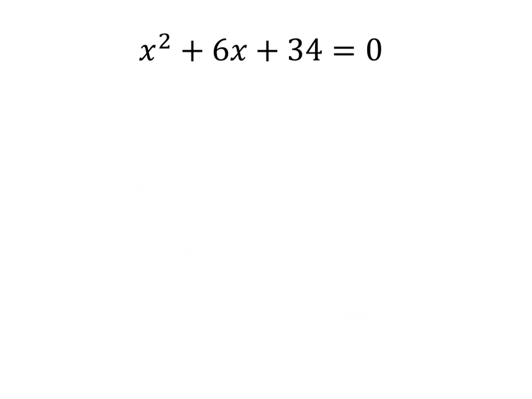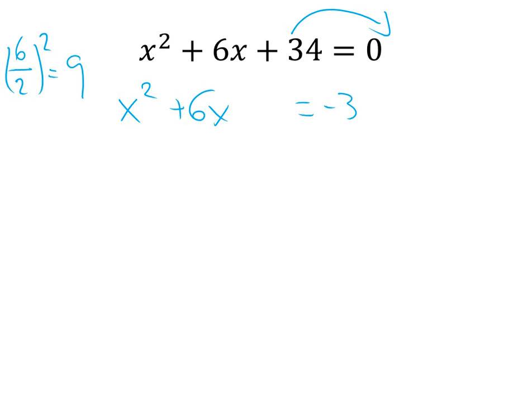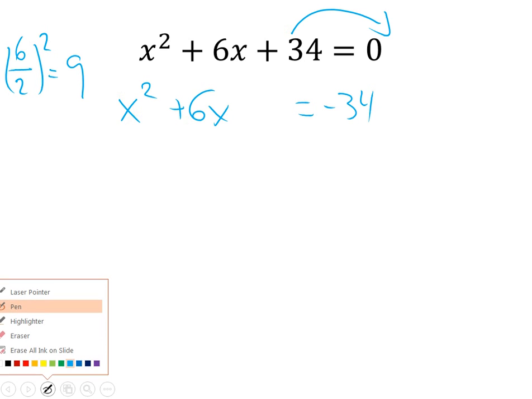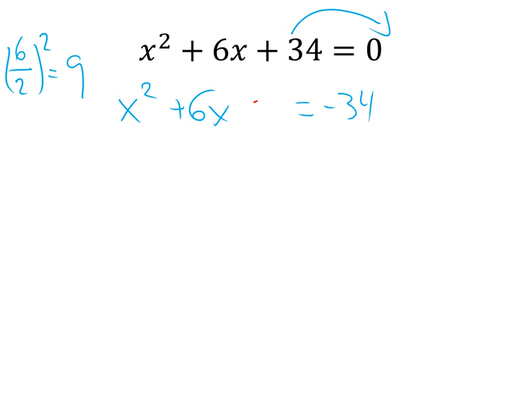So now let's look at this one. Okay, so we're going to move 34 to the other side, getting us x squared, or let's see what we have to add to both sides. So it'd be 6 over 2 squared, which is 9. So we're going to go x squared plus 6x equals negative 34, but we're going to be adding plus 9 plus 9. So we're adding 9 to both. That gets us an x plus 3 squared is equal to negative 25.